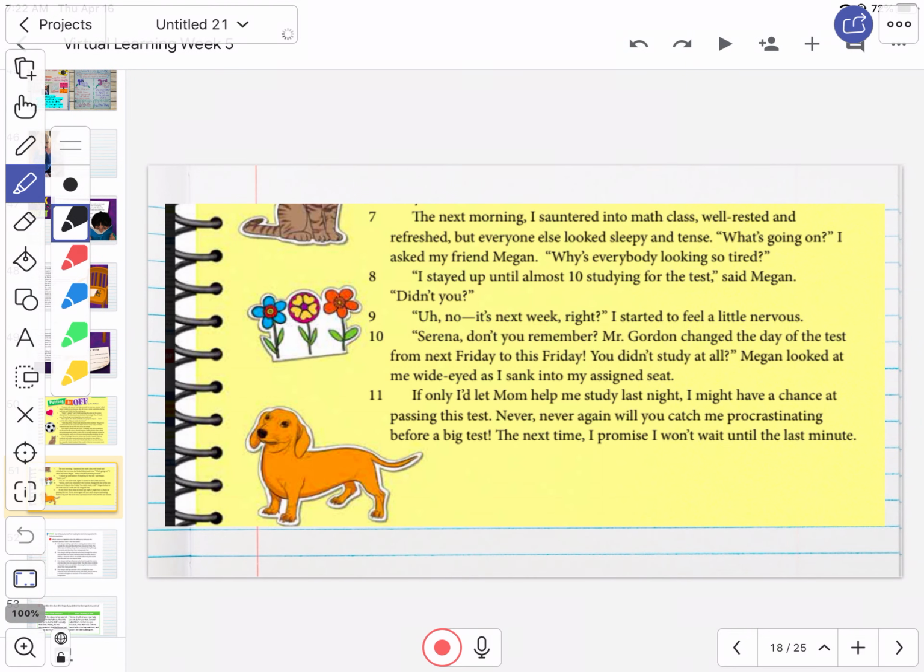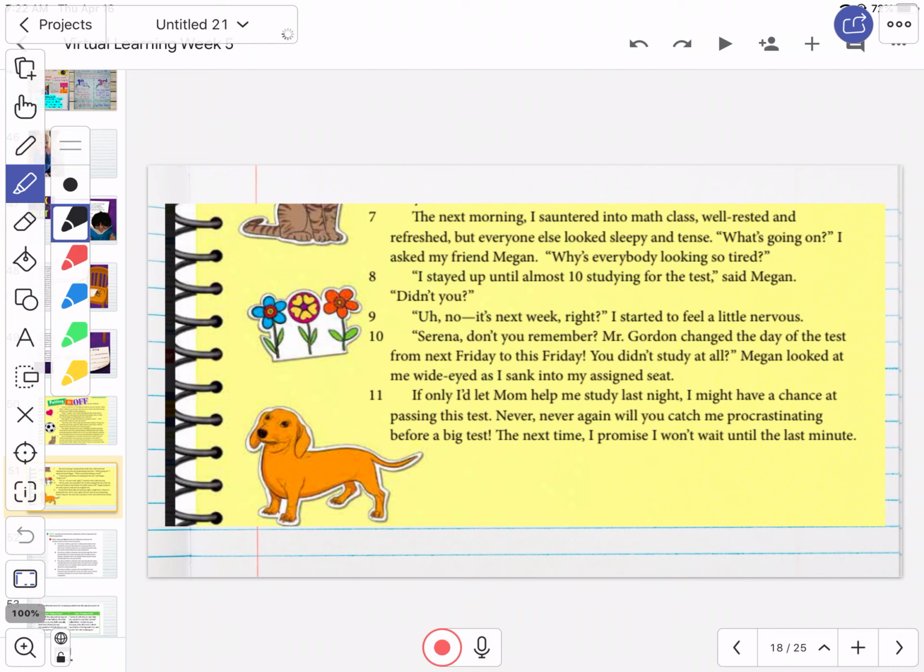The next morning, I sauntered into math class, well rested and refreshed, but everyone else looked sleepy and tense. "What's going on?" I asked my friend Megan. "Why is everybody looking so tired?" "I stayed up till almost 10 studying for the test," said Megan. "Didn't you? It's next week, right?" I started to feel a little nervous. "Serena, don't you remember? Mr. Gordon changed the day of the test from next Friday to this Friday. You didn't study at all?" Megan looked at me wide-eyed as I sank into my assigned seat.